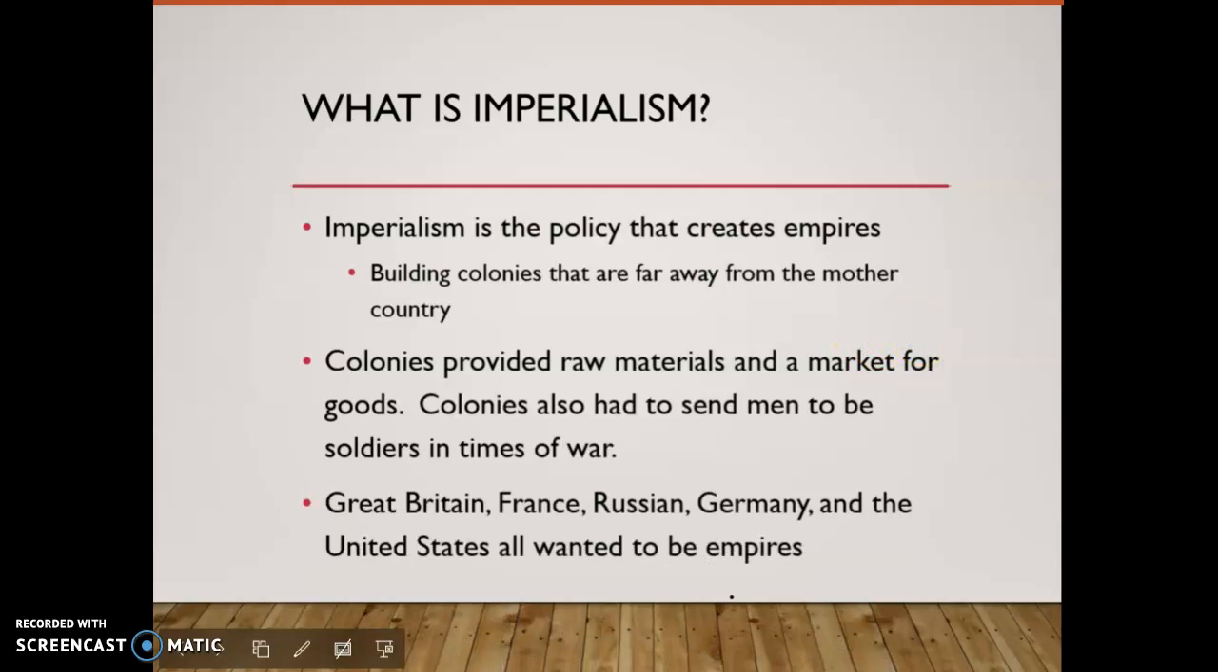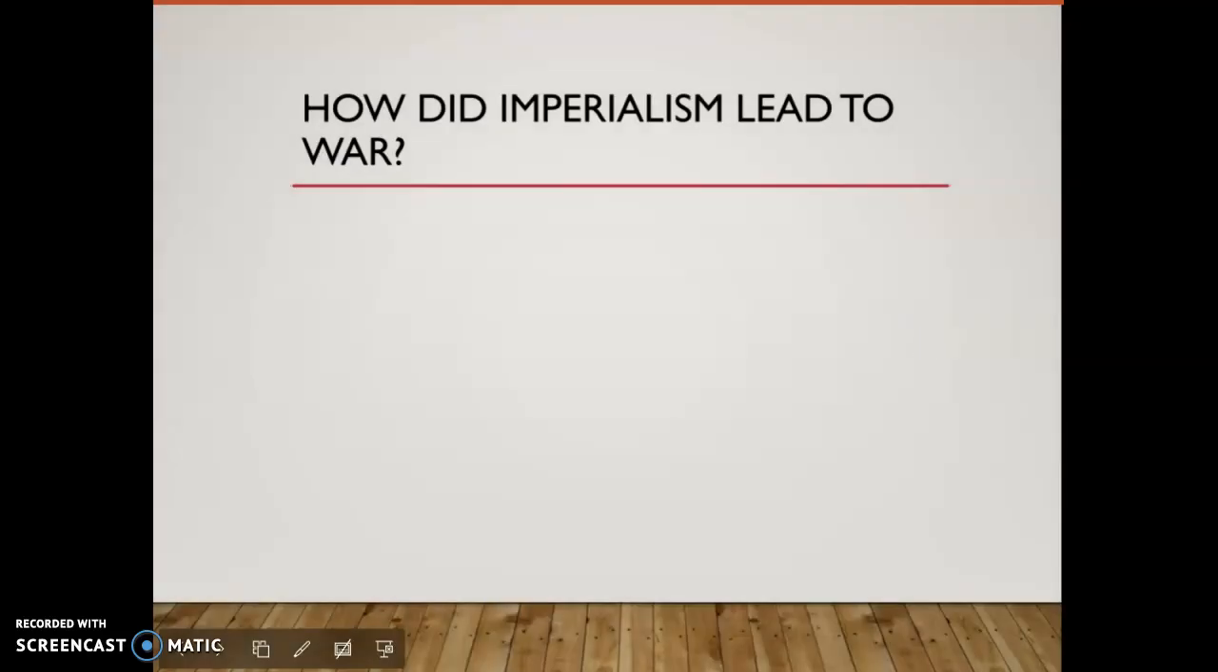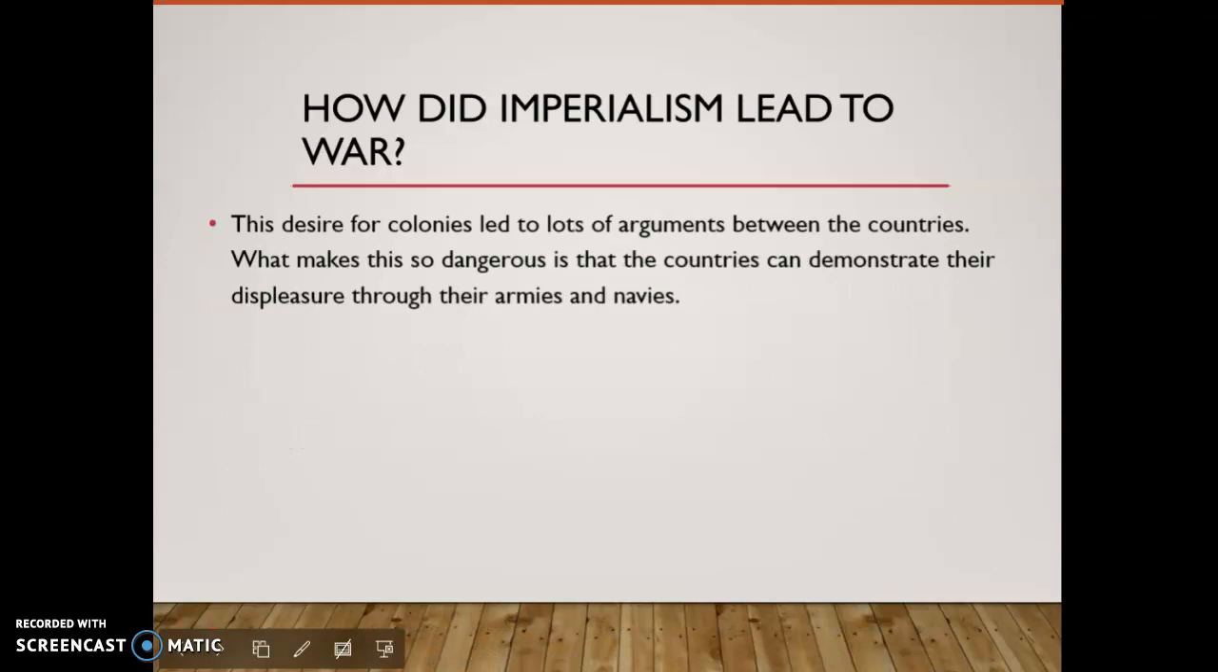Great Britain, France, Russia, Germany, and the United States all wanted to be empires. So how does that lead to war? Well, this whole business of having colonies means that there's also going to be arguments between the different countries.